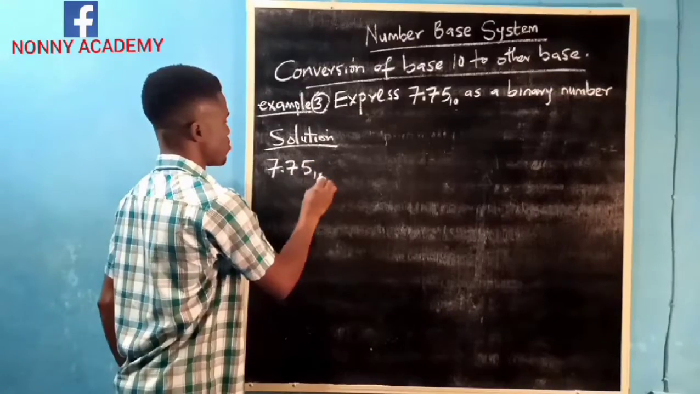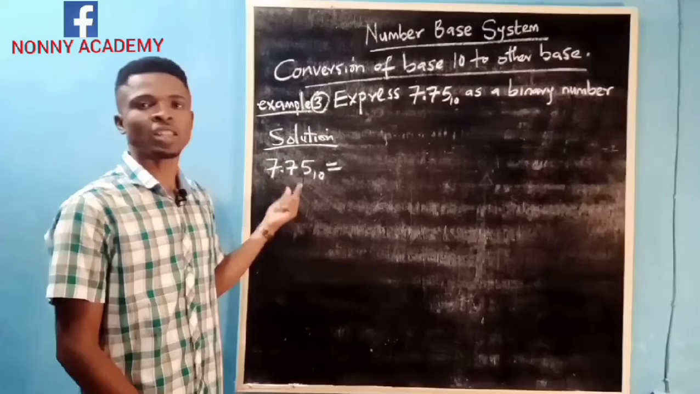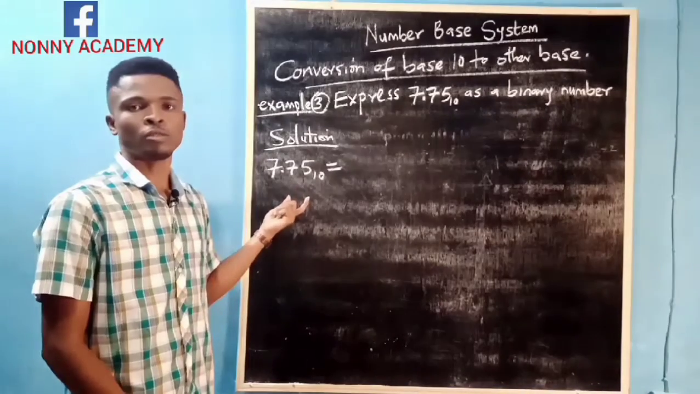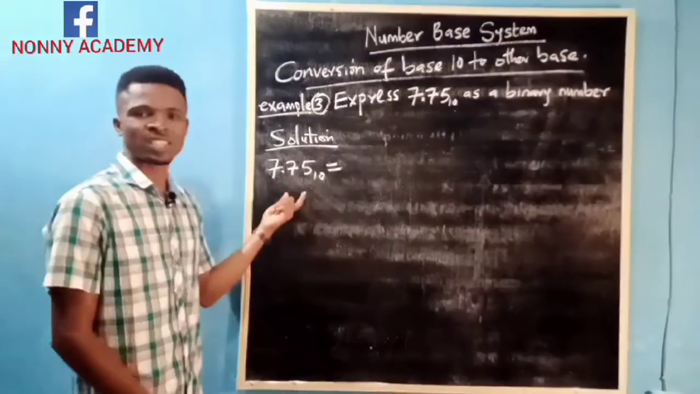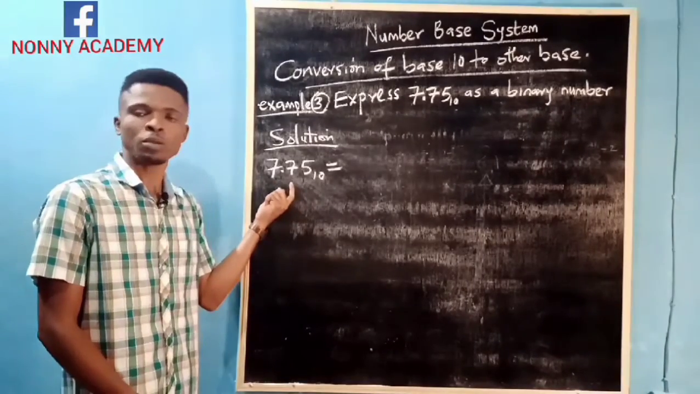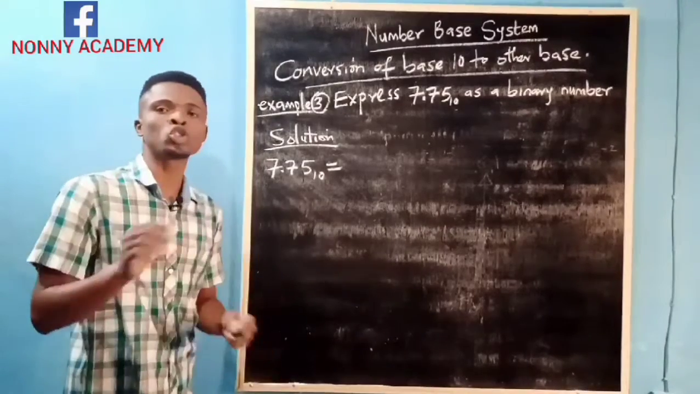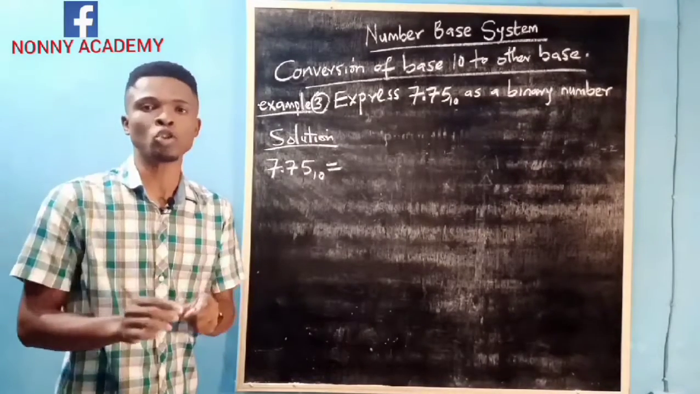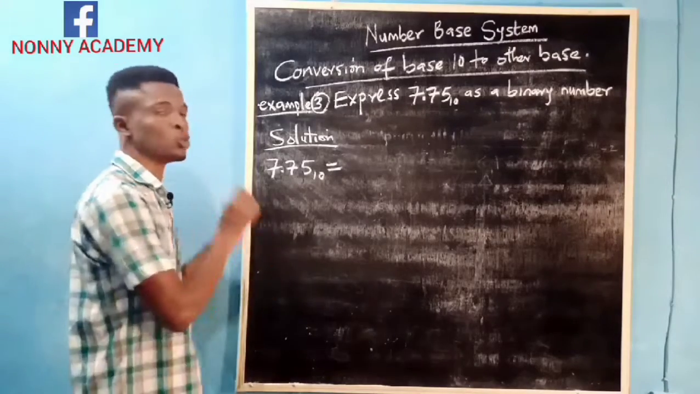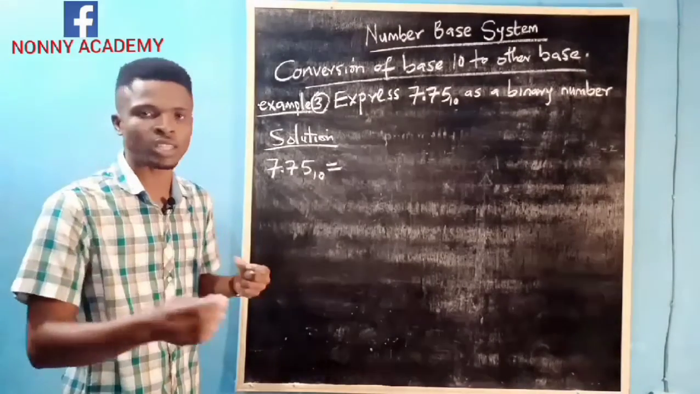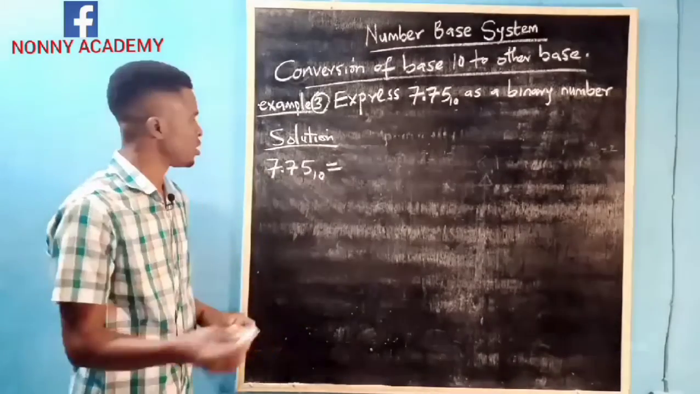7.75 base 10. If you take a good look at this, you will see that this is quite different from the previous examples we've taken, because this has a decimal point in between the digits. So from here, I will not go straight in using the long division method as we've been doing. The first thing I need to do is to separate this into whole number and decimal.